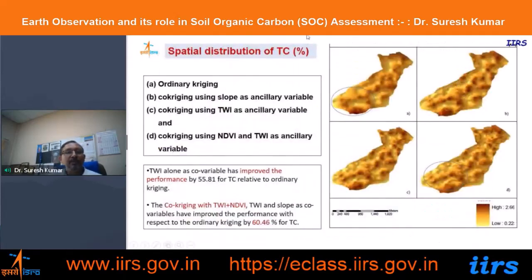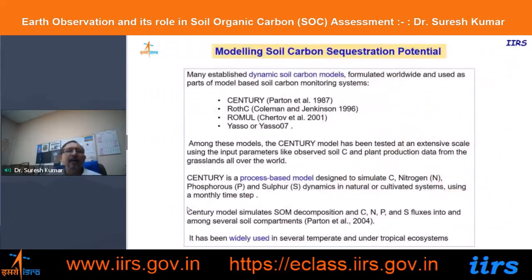And we use ordinary kriging and co-kriging, using the terrain attributes, and we prepared the total carbon distribution map, and we found that co-kriging has improved the prediction of soil carbon by 60%. So the co-kriging technique was found very useful in using geostatistical techniques for mapping of soil organic carbon.